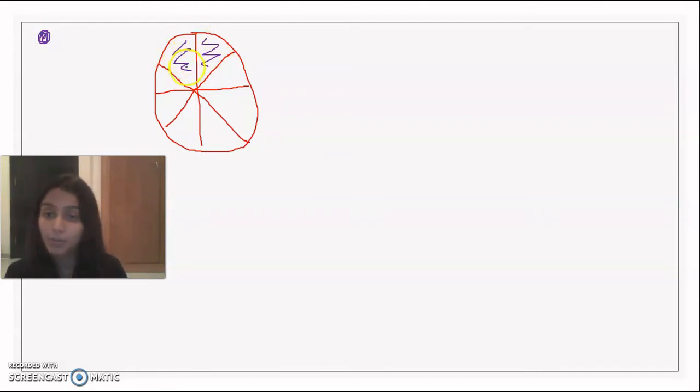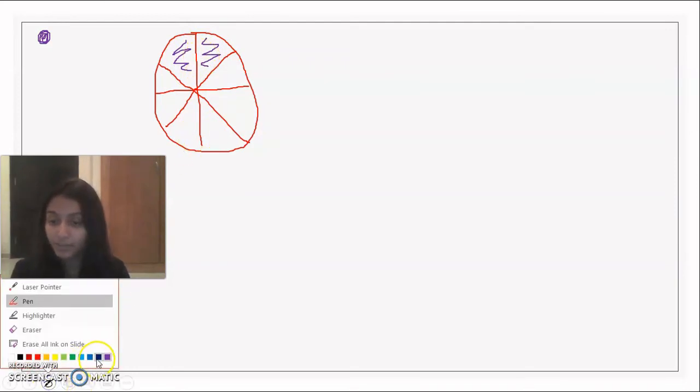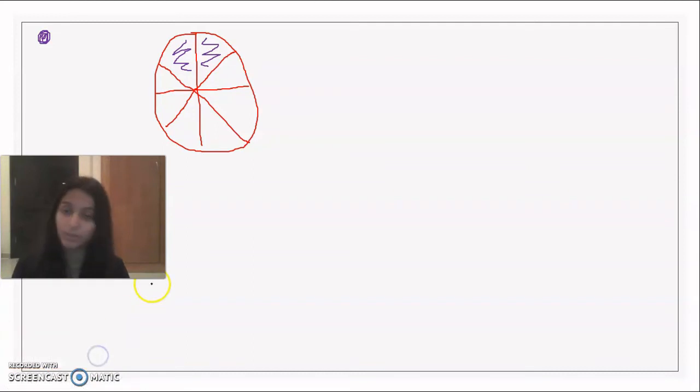I colored 2 parts purple because our fraction was 2 out of 8. So now if each of these parts represents one student, then 2 of these parts means 2 students like English, right? Let's change the color to this blue over here.